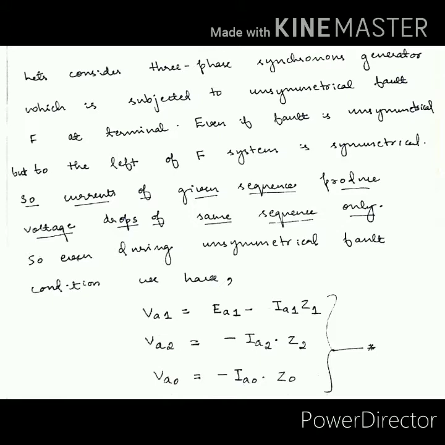Due to this condition itself, we can say that the current of a given sequence produces voltage drops of the same sequence, and hence the following equations are applicable to a synchronous generator even when there is an unsymmetrical fault: VA1 is equal to EA1 minus IA1 into Z1, VA2 is equal to minus IA2 into Z2, and VA0 is equal to minus IA0 into Z0. These are the positive, negative and zero sequence voltages.